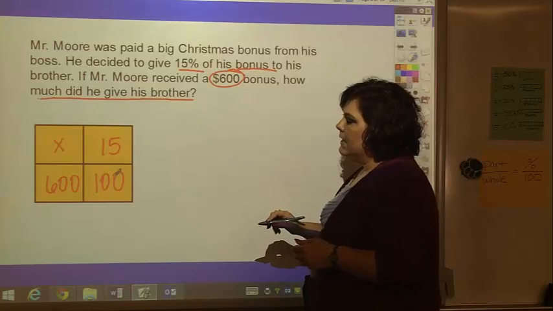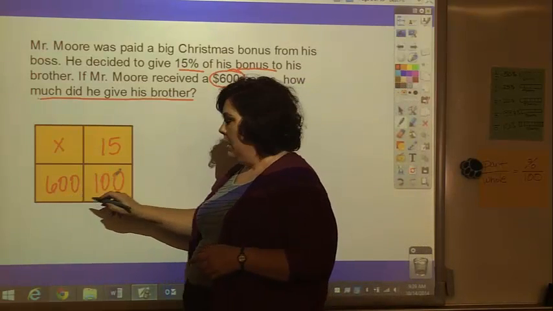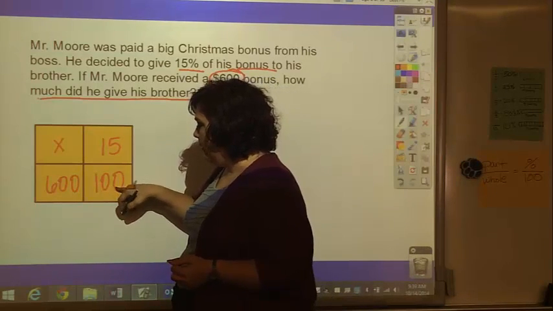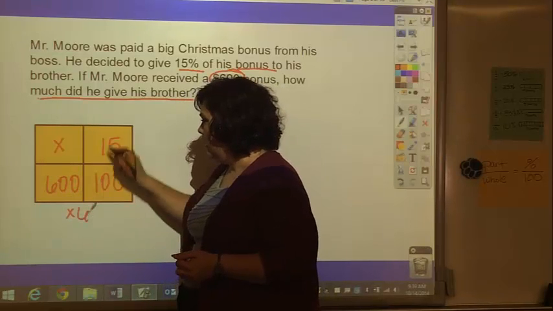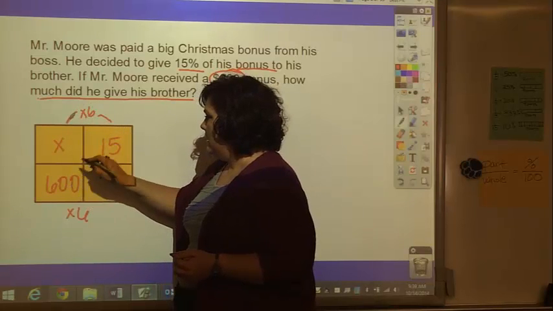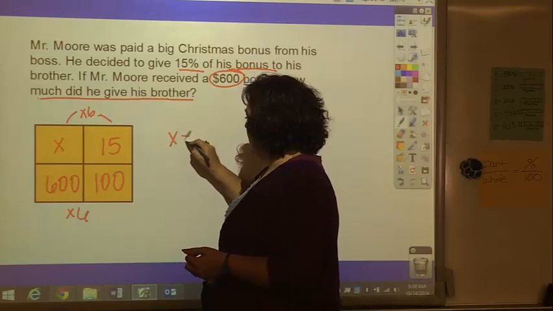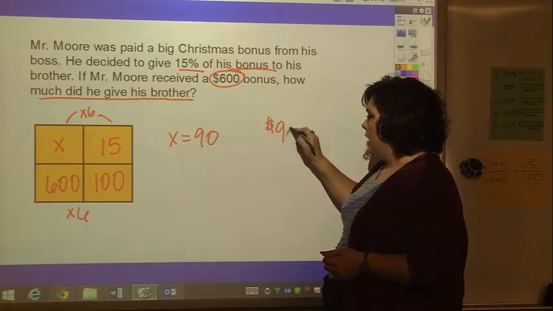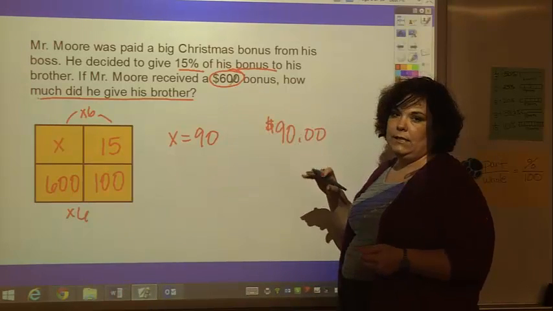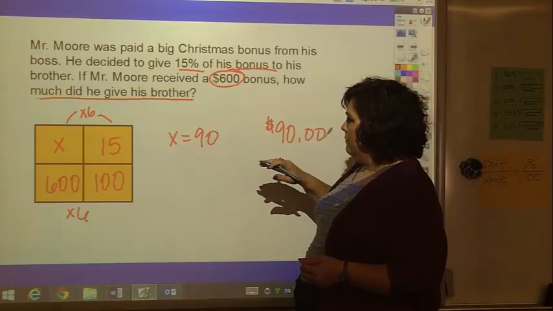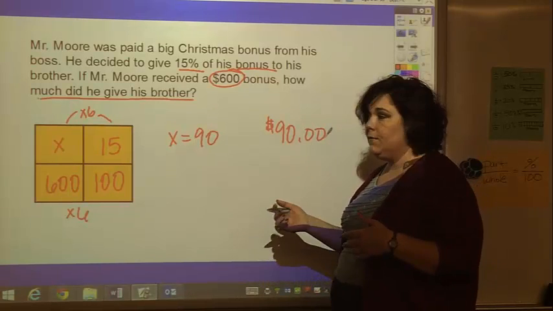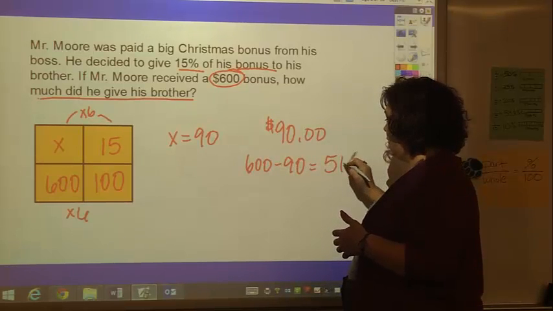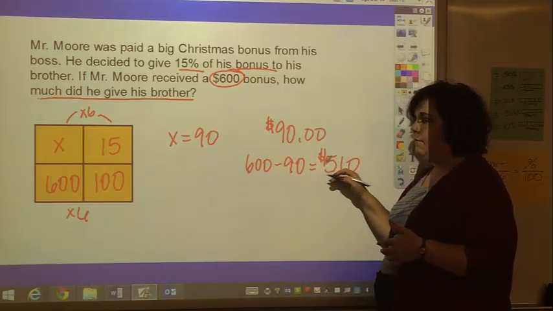So the first thing I can see, I can cross multiply this and divide, or if I'm not using a calculator, I can use a scale factor. I can say, how do I get from 100 to 600? It's times 6, and 15 times 6 is 90. So x equals 90. So how much money did he give away? He gave away $90. Not more than $90, not more than 600, just 90. And so if it asked how much did he have left, it would be 600 minus 90, which would be $510. That's not what the question asked, but if it did, that's how you would solve it.